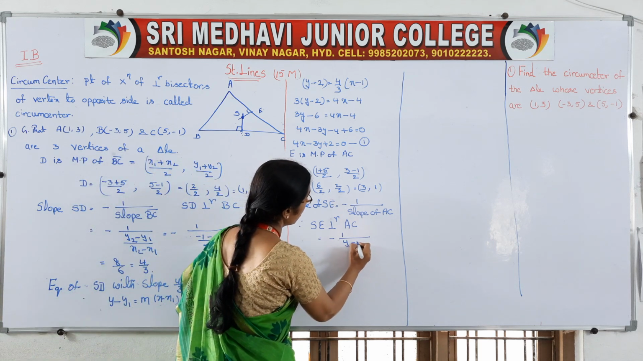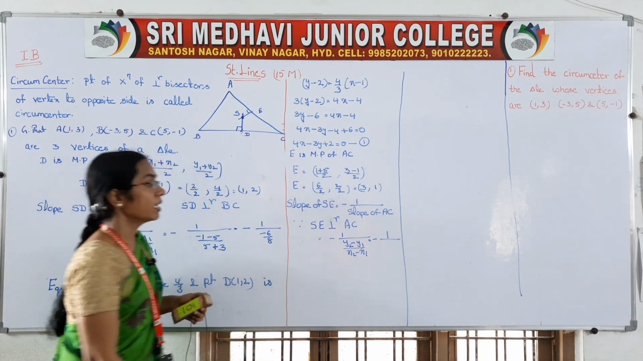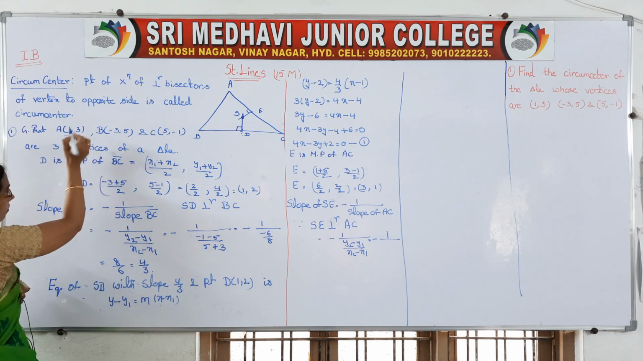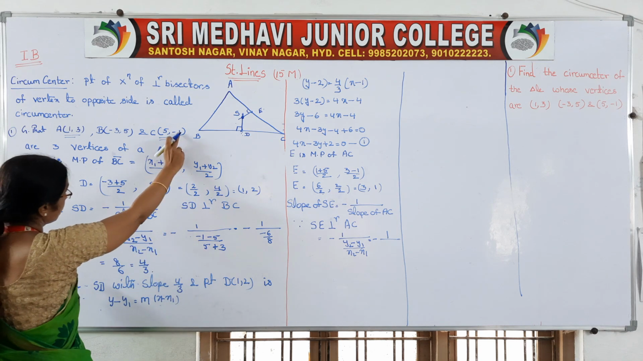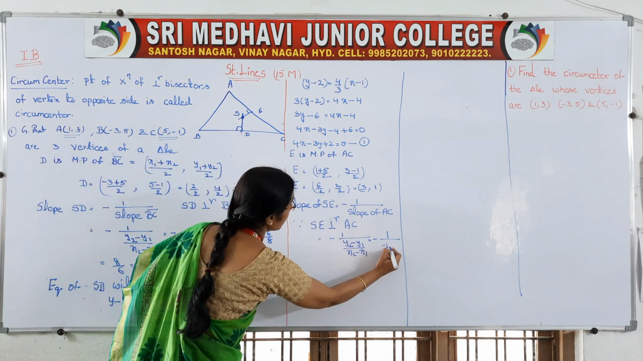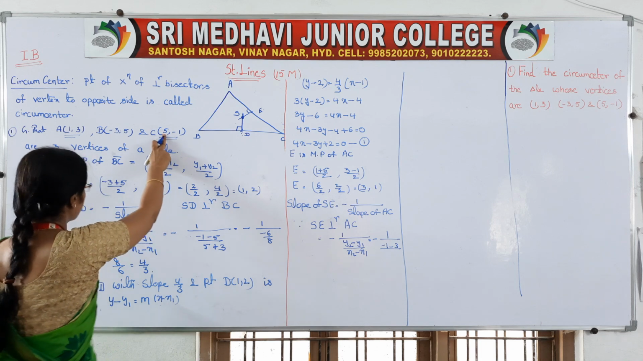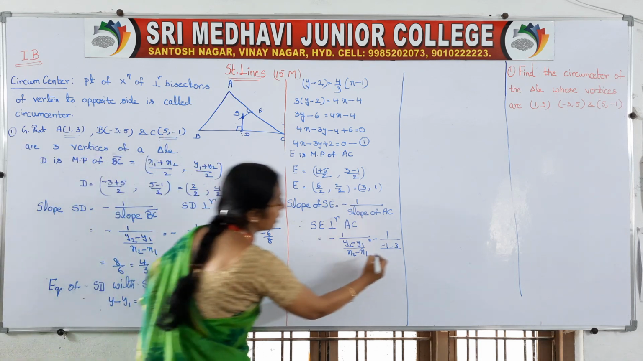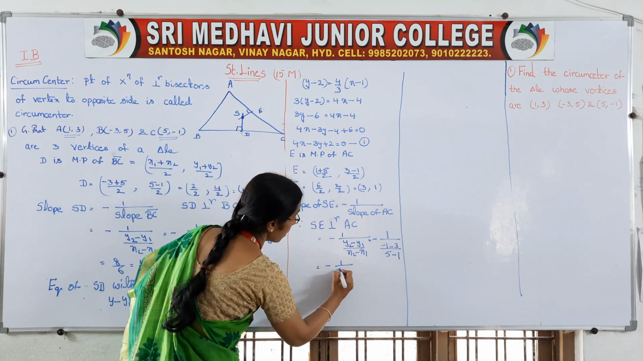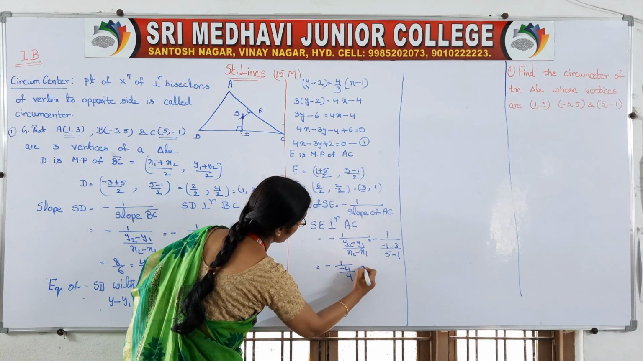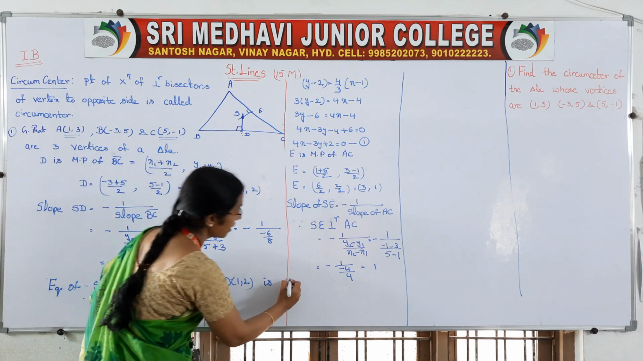What is the formula? y2 minus y1 by x2 minus x1. Minus 1 by, you consider the A point as x1, y1 and the C point as x2, y2. So y2 minus y1, minus 1 minus 3 is minus 4, by x2 minus x1, 5 minus 1, which is 4. Minus 1 by minus 4 by 4, the minuses cancel, 4 and 4 cancel, the slope is 1. So we can write its equation.